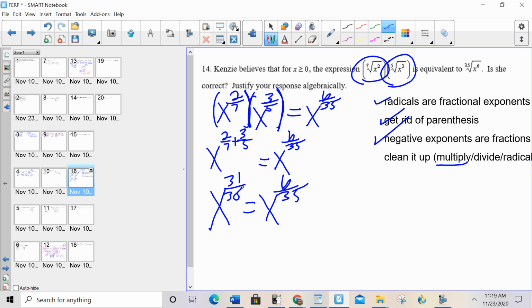So are they equal? Oh man, I can't write a 5 on this thing. I feel like my stylus pen is just getting a little worn. No, they're not equal. So is she correct?